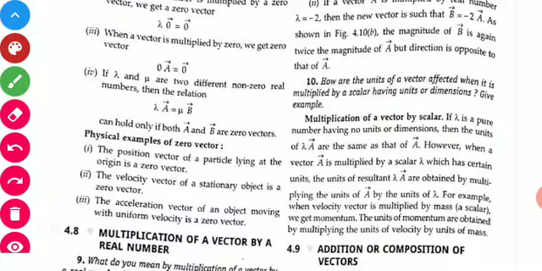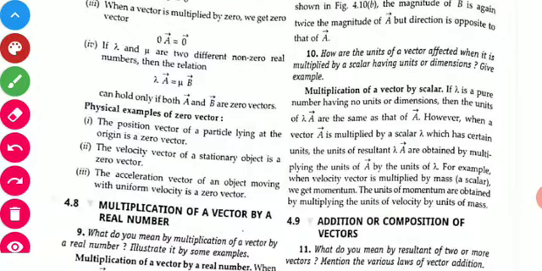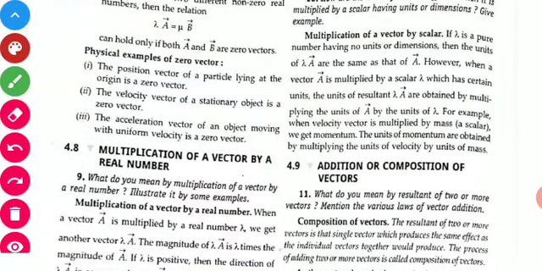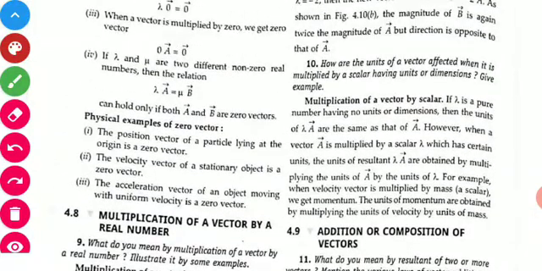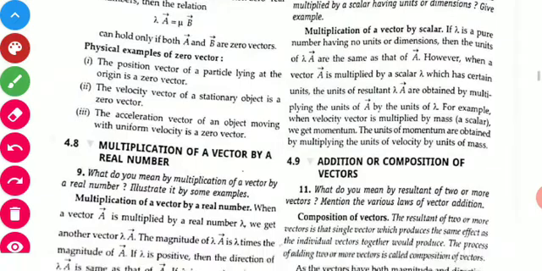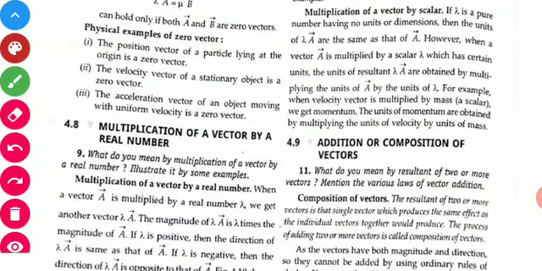So if lambda and mu are two different non-zero real numbers, then the relation, तो उनके बीच में रिलेशन क्या होगा? lambda a equal to mu b, ठीक है, can hold only if both a and b are zero vectors. So students, this is zero vector. In the next video we will discuss multiplication and addition of vectors. Thanks for attending class.